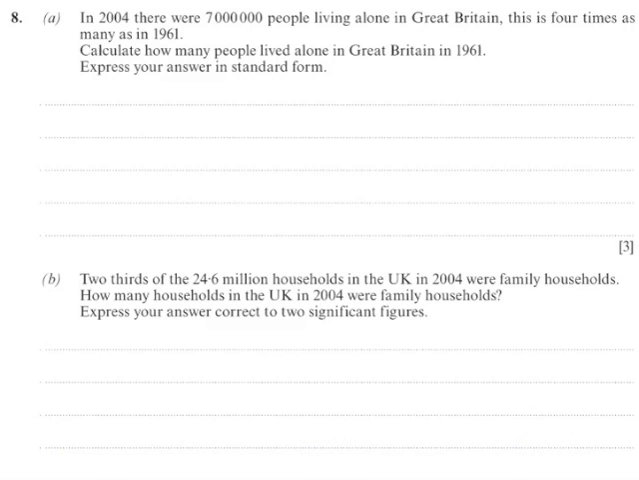In 2004, there were 7 million people living alone in Britain, which is 4 times as many as in 1961. Calculate how many people lived alone in Britain in 1961 and express the answer in standard form. Well, this part of the question is actually in two parts, so you need to calculate first of all how many people lived alone in Britain in 1961, and that is fairly simple arithmetic.